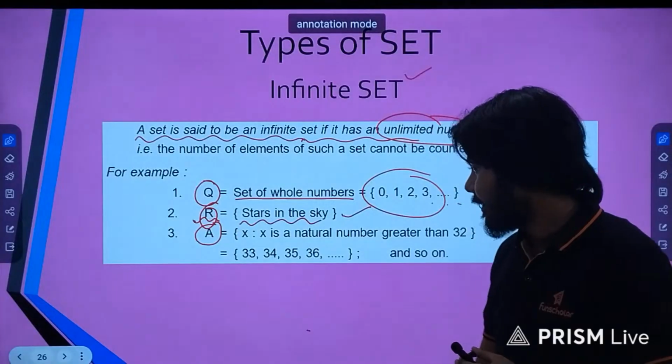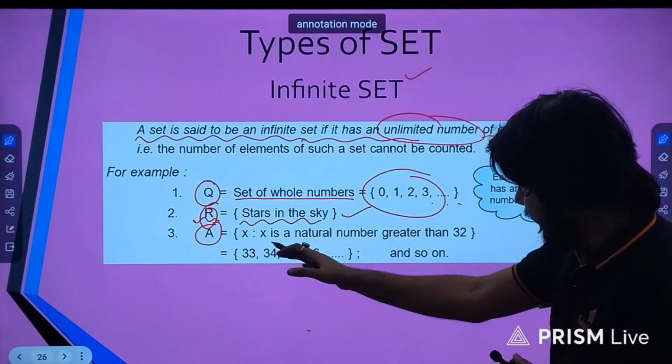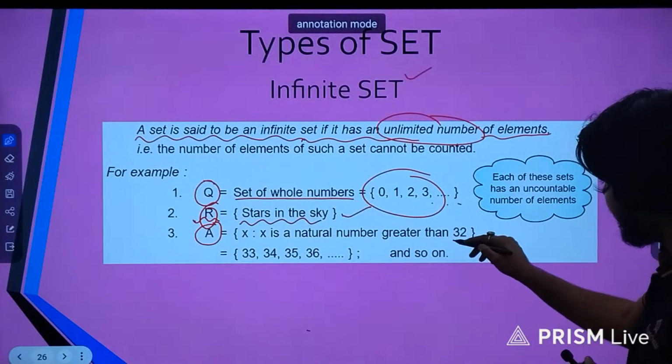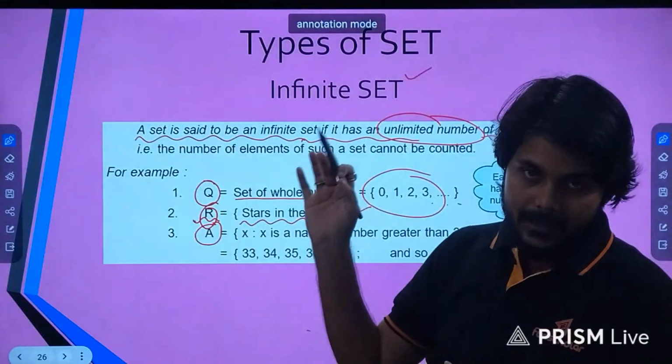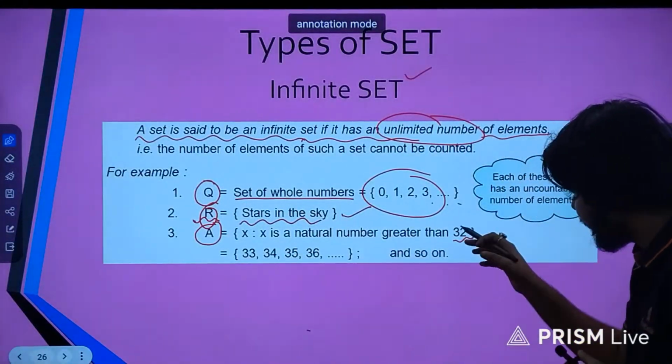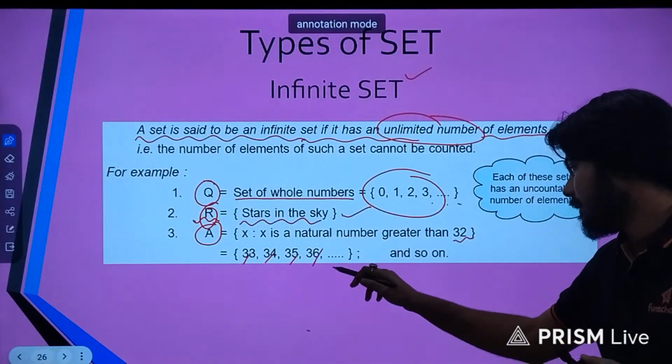Now, looking at the third example, this is x such that x is a natural number greater than 32. There are an unlimited number of natural numbers that are greater than 32: 33, 34, 35, 36, and so on.